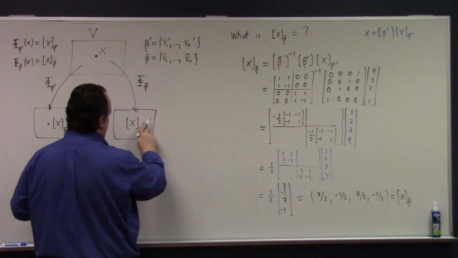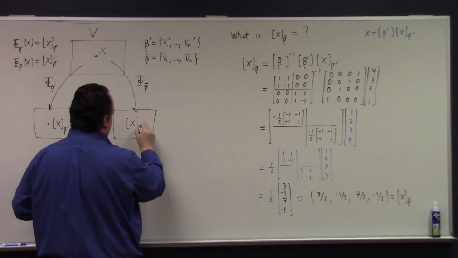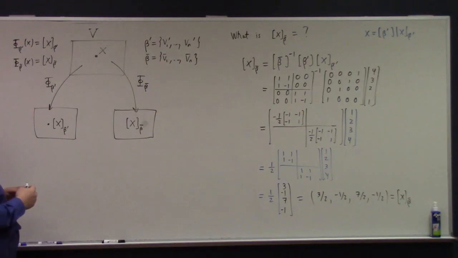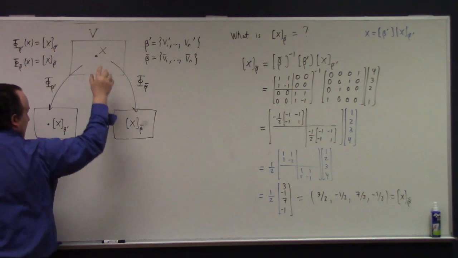Oopsie. Gotta watch out. If I flip the bars and the primes, everything will descend into chaos. All right. The question then is, how do you get from one picture to another? These are two different snapshots of this abstract vector space.